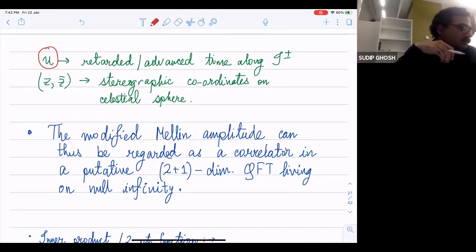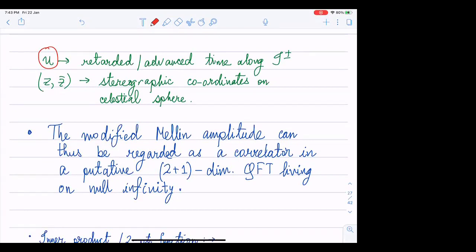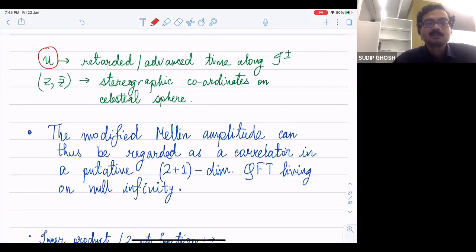Oh yeah, that is a very good question. As of now, it is not known how this modified Mellin amplitude definition extends to massive particles. The main reason for this is the following. This representation in terms of some object which lives on null infinity is very natural for the case of massless particles, because massless particles reach out to null infinity, but massive particles don't. So massive particles don't naturally live on null infinity, and therefore this modified Mellin amplitude definition doesn't quite go through for massive particles.